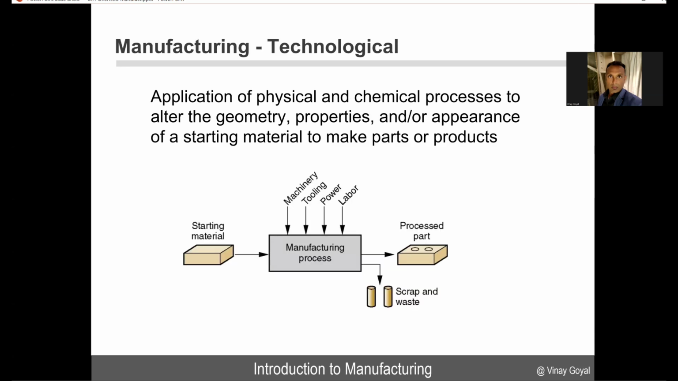Manufacturing technology is the application of physical and chemical processes that allow the alteration of the geometry, properties, or appearance of a starting material to make parts or products. You will start with a material first, it could be a stock, then you go through the manufacturing process, which will have touch methods, could be machinery, tooling, power, labor, and that will then result in a processed part, and this will also create scrap and waste.